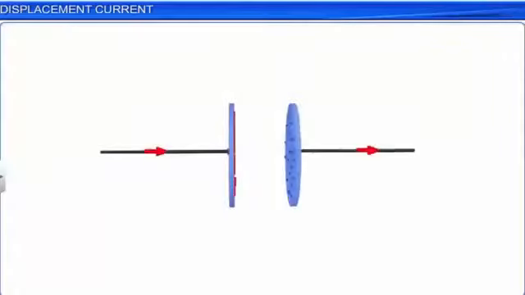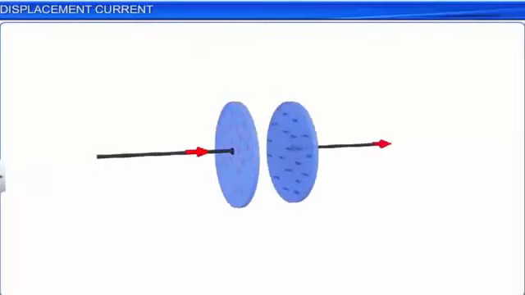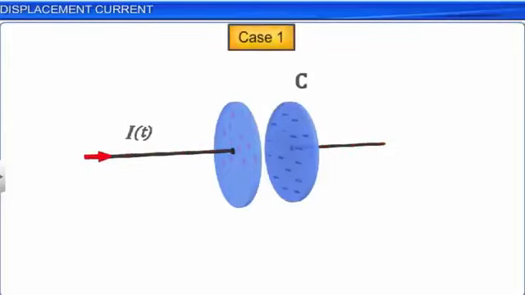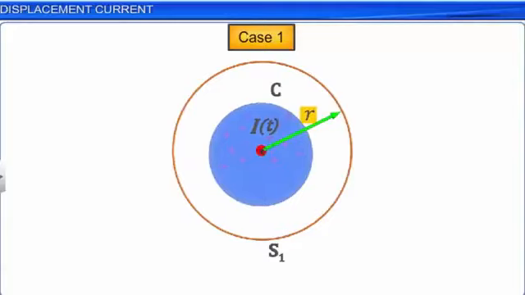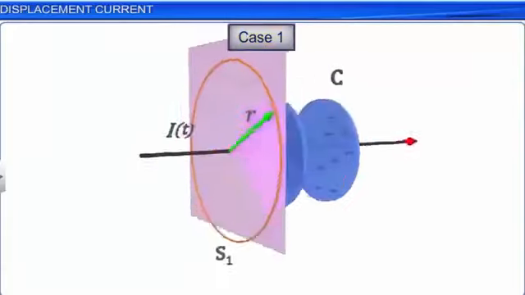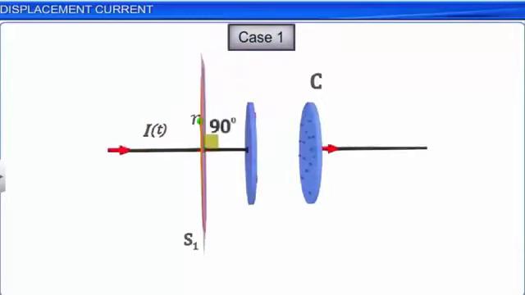To calculate the magnetic field produced by the change in the electric current with respect to time using Ampere's law, consider the process of charging a capacitor C by connecting it to a time-dependent current I_T. As a first case, consider an imaginary circular loop S1 of radius r, which is outside the capacitor. The plane of the circular loop is perpendicular to the direction of the current in the conductor, and the center of the circular loop coincides with the conductor.